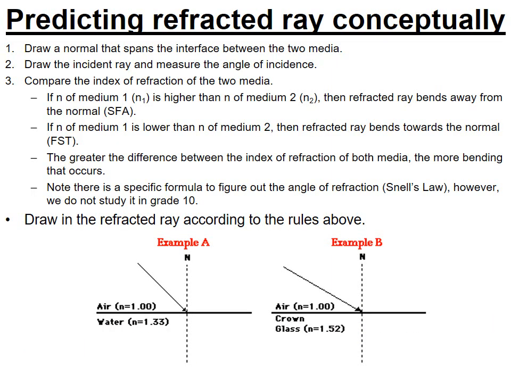So now we're going to do a sample problem where you have to draw in the predicted path for a light ray as it goes from one medium to another. I don't expect you to know the exact angle. There is the formula to figure that out, but I do expect you to be able to predict the direction it would move, so towards or away from the normal. So here are your steps for doing the problem. We're going to start off just by doing these two problems here. You could attempt them yourself initially.